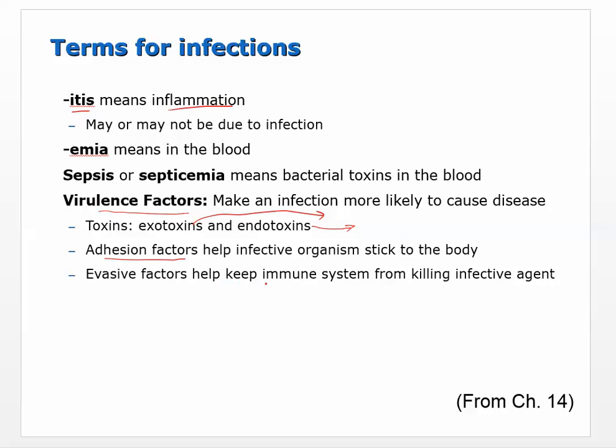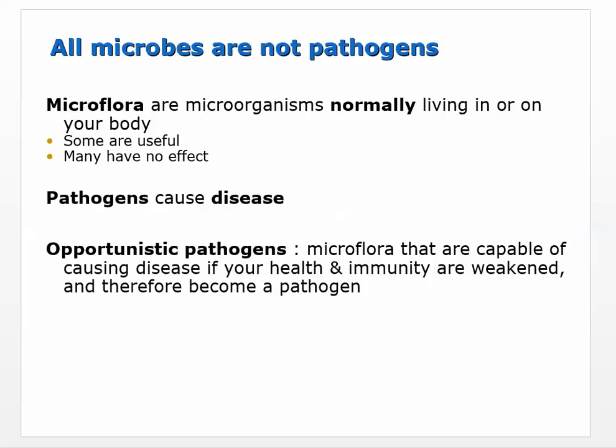Evasive factors help keep the immune system from killing the infective agent. So, certain things like tuberculosis can live inside macrophages. So they have developed evasive factors to allow them to infect in a way that would kill most other pathogens. So all of this, the pathogen has to have something that allows it to infect and cause the disease.